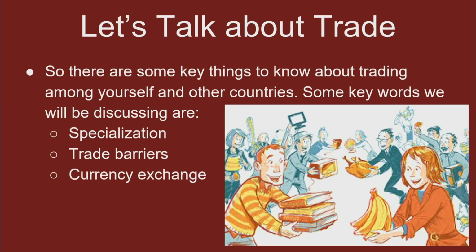So let's talk about trade. Trade is something that's very important in countries. You get a lot of the materials that you don't have access to in your country by trading. So there are some key things to know when trading among yourself or other countries. Some of those key words we're going to be talking about are specialization, trade barriers, and currency exchange. You need all three of those in order to trade efficiently.